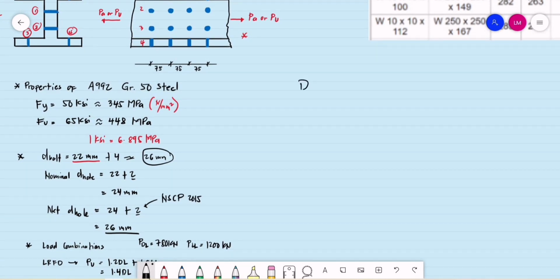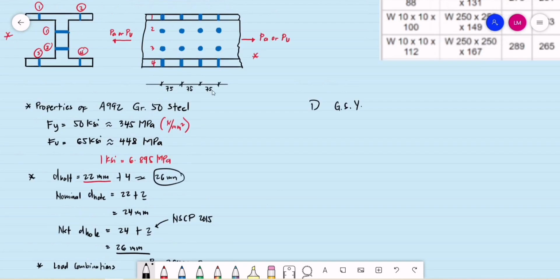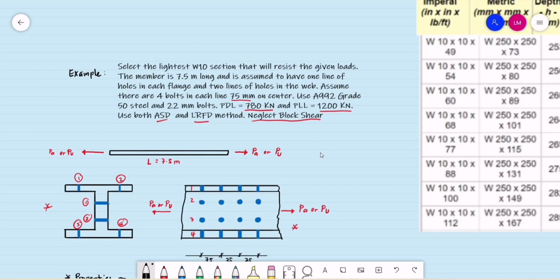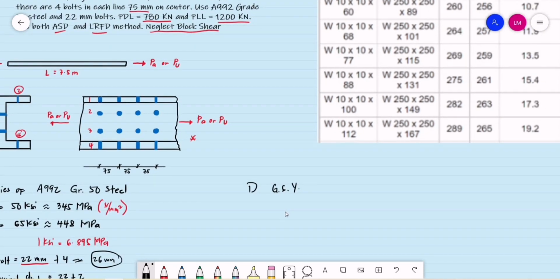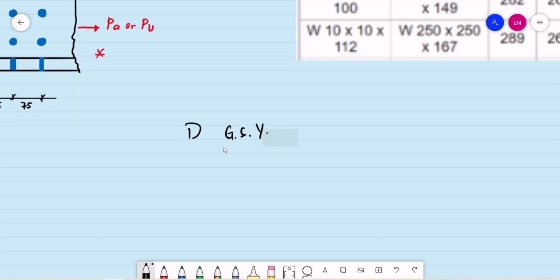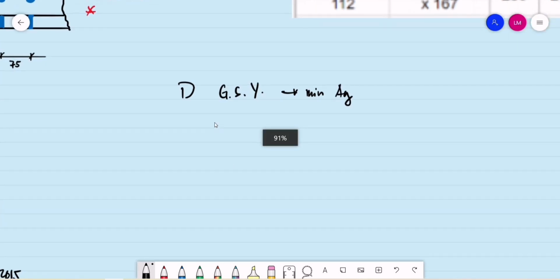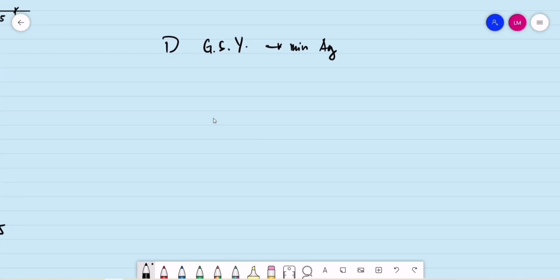So for the first one, this is for the gross section yielding. We are looking for the lightest W10 section. So let us first determine the required minimum gross area of the section. Then later on, we compare that value to our table. So we have for the gross section yielding under the LRFD.